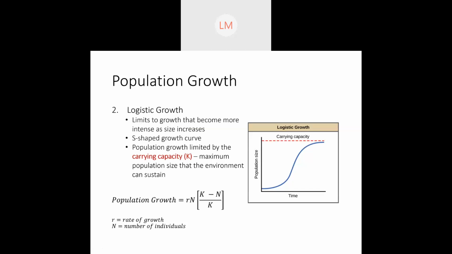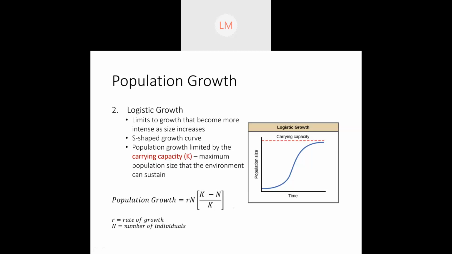So our equation looks a little bit more complicated. We still have our R and our N, right? That's exactly the same as our exponential growth, but we've added this other bracketed amount here. And this is just allowing us to take into account that carrying capacity. So this is how we do that, right? We have our rate, we have our population size, but then we have this that's allowing us to include our carrying capacity.